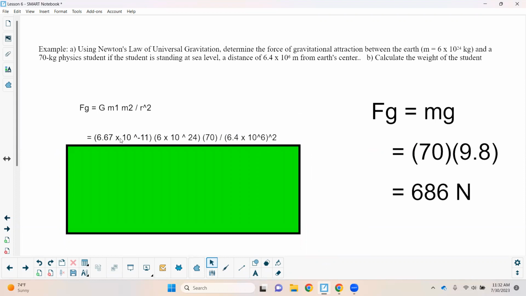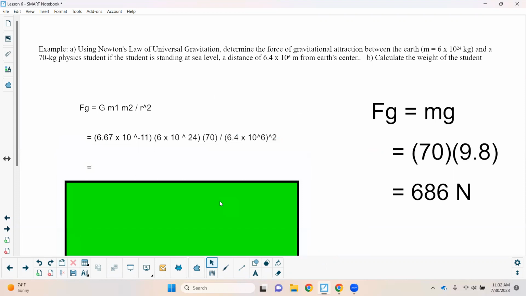Looking through it, 6.67 times 10 to the negative 11th, that is the universal constant. So that's why that's there. 6 times 10 to the 24th, that is the mass of the Earth. 70 is our student. And 6.4 times 10 to the 6, that is essentially the average radius of the Earth, and that is going to be squared. I didn't put this in the calculator because I wanted to show you how it works on the calculator, what it looks like. So we're going to do that now.